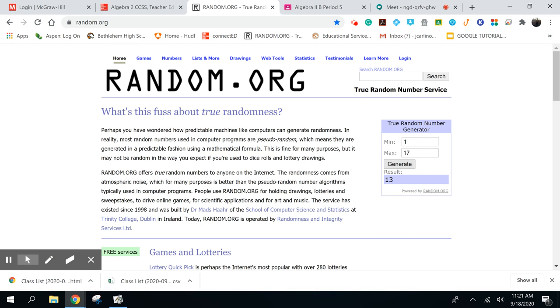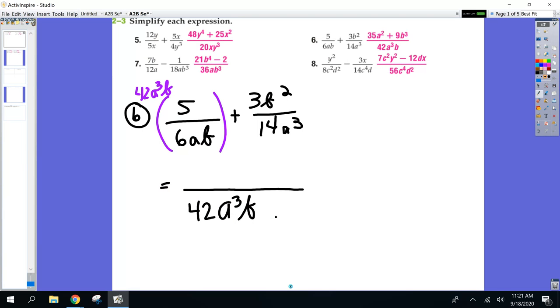Here we go, Sophia. Remember, the denominator is going to cancel out. So 6 and 42, what's left? 7. Go ahead, if you gotta get the calculator out, get it out. 6 into 42 is 7. A on the bottom, A to the third on top, what's left? A squared. B on the bottom, B on top.